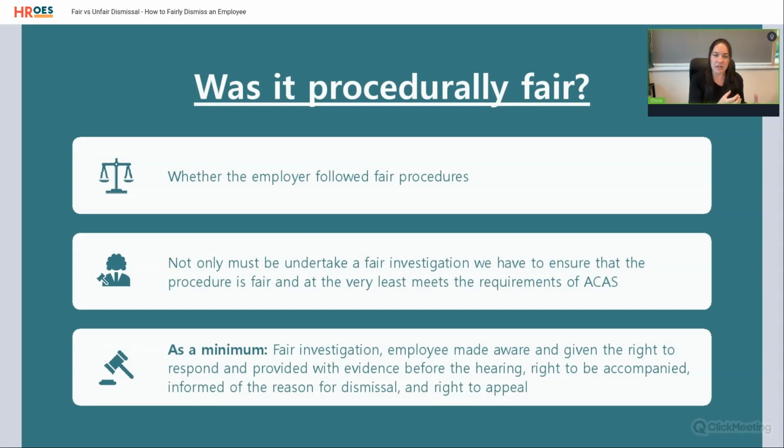We have to front load it. We have to show them everything that we have before the meeting. We can't hold anything back, and we need to be very, very clear of what we're accusing them of. We have to give them the right to be accompanied, and when we are issuing that decision, we have to tell them why we've made that decision and also give them the right to appeal. Now, the procedural element is so, so important.